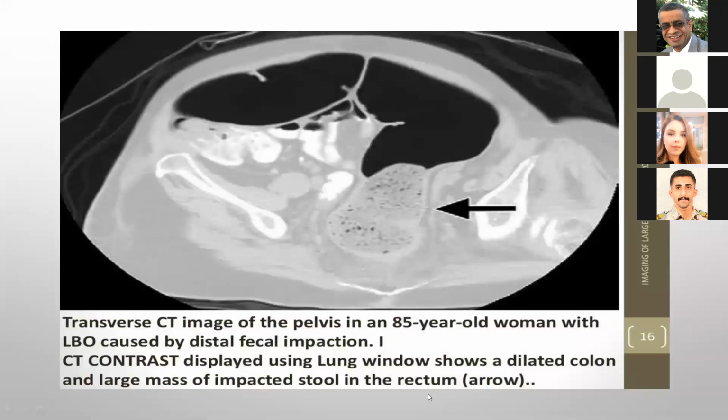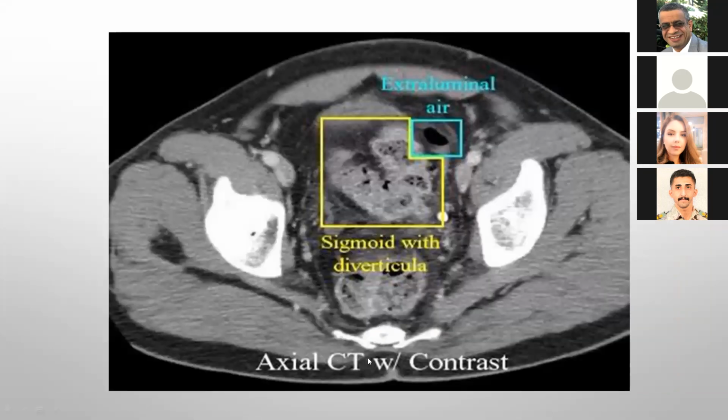Transverse CT scan image of the pelvis in an 85 year old woman with large bowel obstruction caused by distal fecal impaction. CT with contrast using lung window shows dilated colon with a large mass of impacted stool in the rectum. This is an axial CT scan with contrast showing sigmoid with diverticulum and extraluminal air.